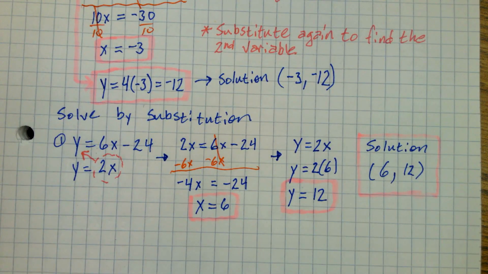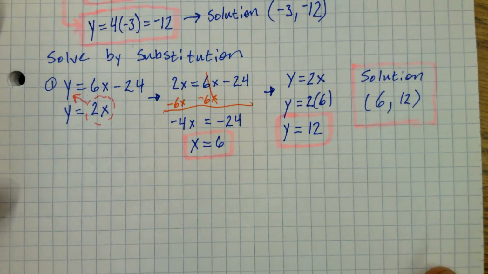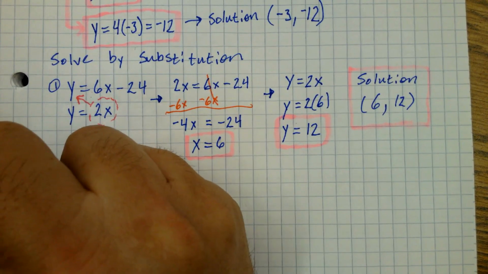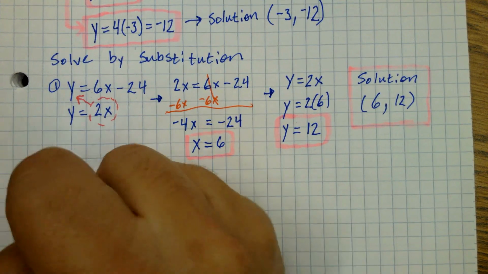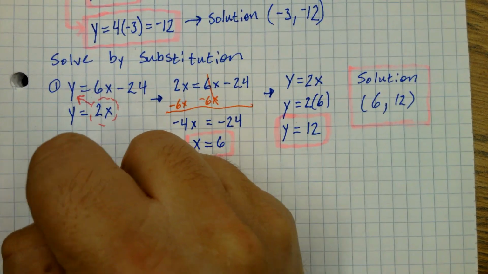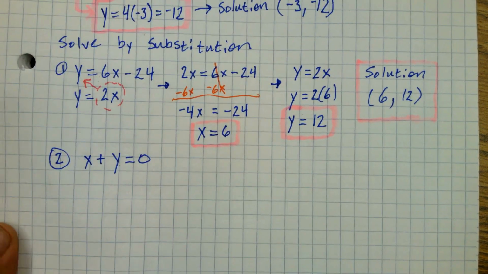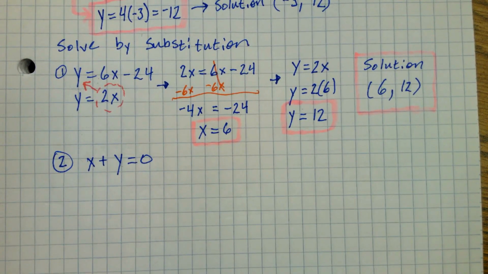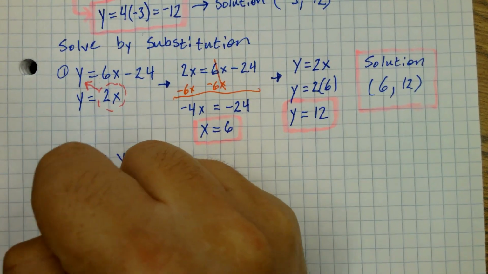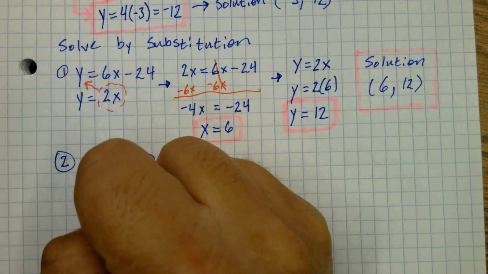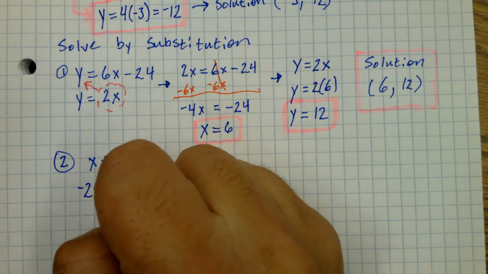Okay. We'll do one more and then we'll get on the assignment. Number 2. Okay. Let's do x plus y equals 0. And our second equation is negative 2 times x plus 5 times y equals negative 28.